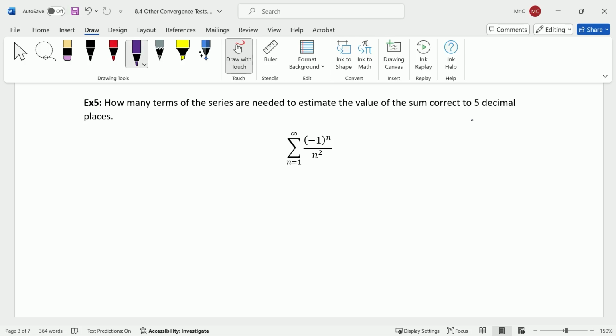So, of course, 5 decimal places means less than 0.000005. And as a fraction, that would be 5 over 1 million, which is 1 over 200,000.